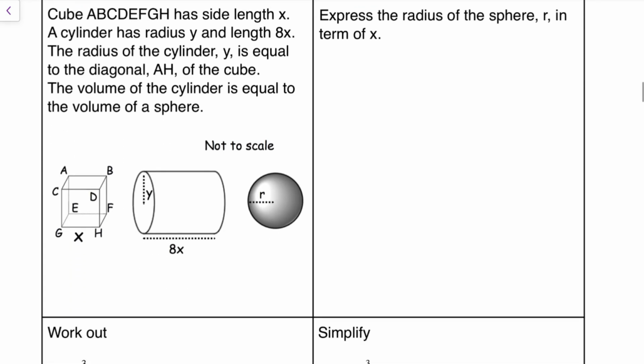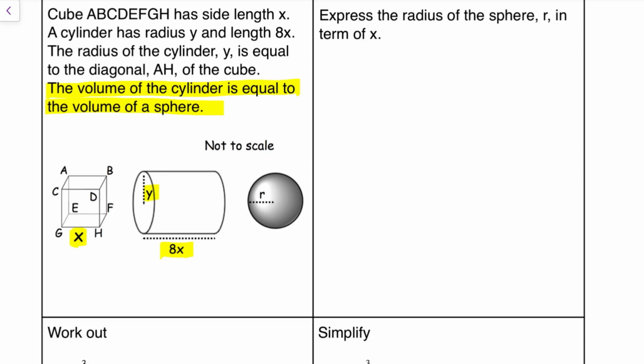Next question. This looks horrific. Cube ABCD has side length x. Okay, so it tells me that. I'm going to highlight it so I can see it. So that's x. A cylinder of radius y, good, and length 8x. A radius of the cylinder y is equal to the diagonal AH of the cube. Brilliant. The volume of the cylinder is equal to the volume of the sphere. Okay, that seems relevant, so I'm going to use that as well. Express the radius of the sphere in terms of x.